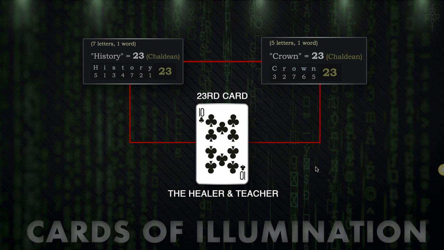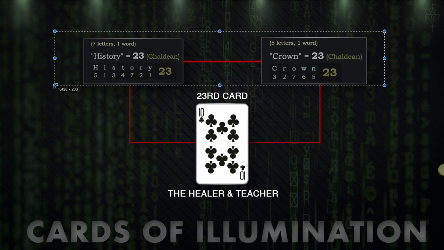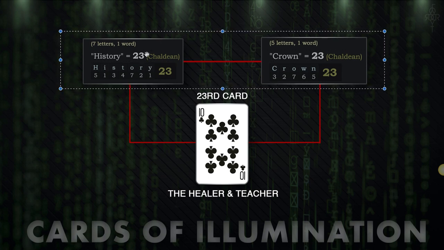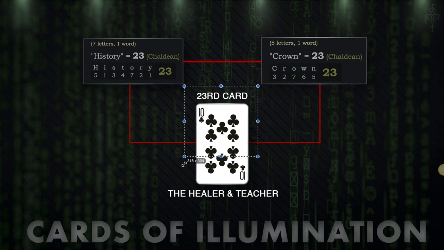Number two, I use what's called the cards of illumination. This is the standard poker deck, the standard blackjack deck, the 52 cards that are in a deck of playing cards. Notice that the word history and crown both equal the number 23, and then we can link what card in the deck is the 23rd card, which is the 10 of clubs.